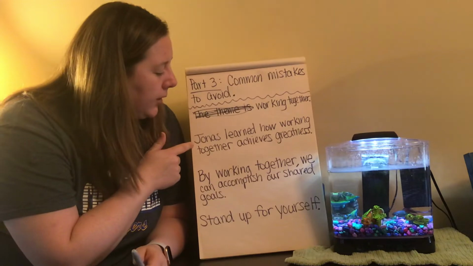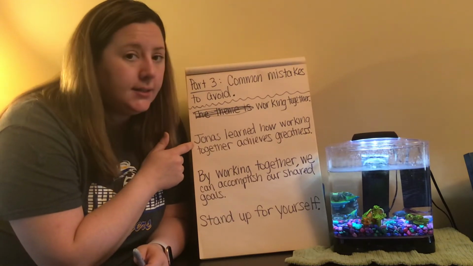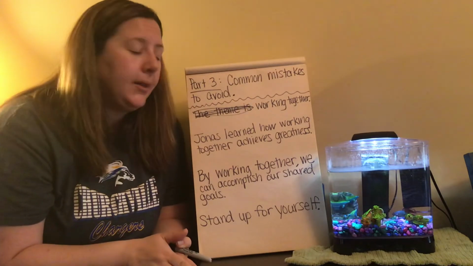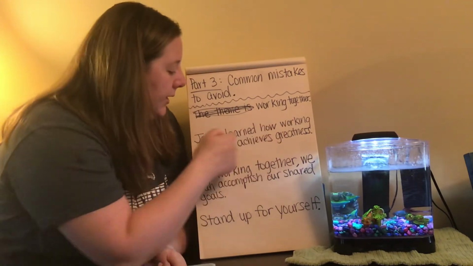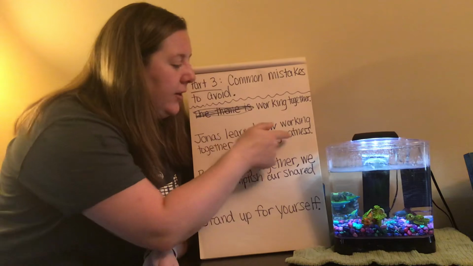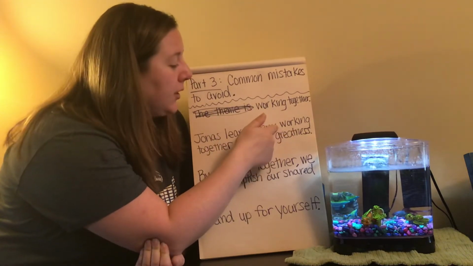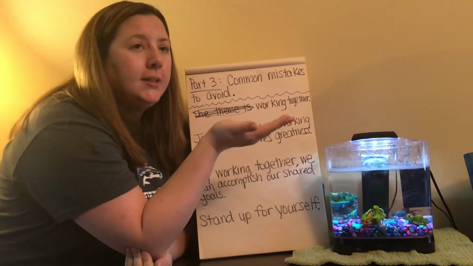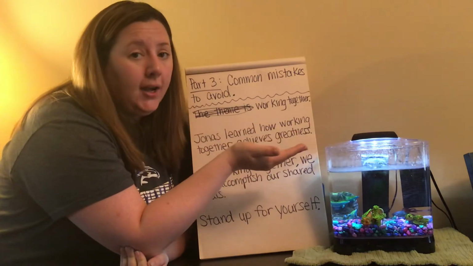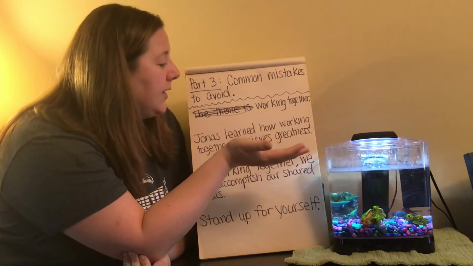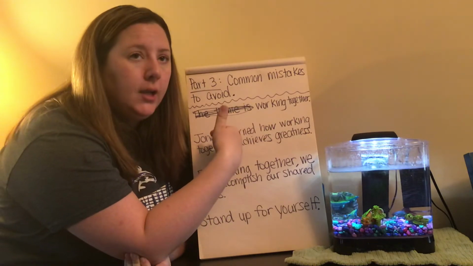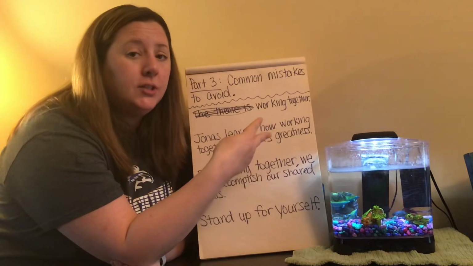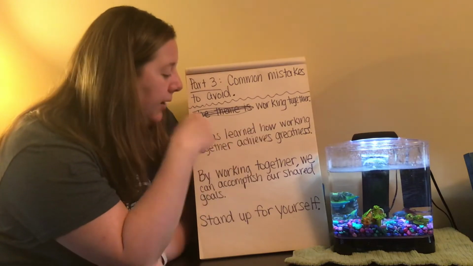Jonas learned how working together achieves greatness. Okay, so now we have an action and a result, and it's a complete sentence. So working together is the action, and achieving greatness is the result. If you work together, then what will happen? You will achieve greatness. So that's kind of a good way to do a self-check, is if you say, what should you do? And then if you do that, what will happen? So if you can answer both of those questions, you know you have an action and a result, okay?